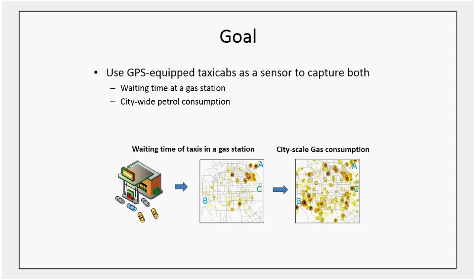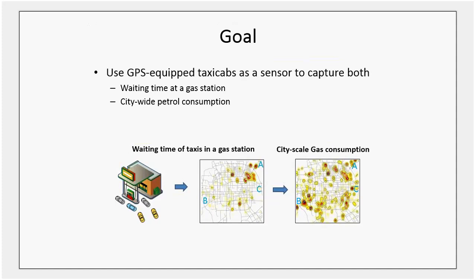We use GPS-equipped taxi cabs as sensors to detect their queuing time in a gas station. That means the time they spend refueling their cars. Based on the waiting time, we can infer the length of the queue, and then we know how many vehicles are being refueled. Assume each vehicle is fueled with 40 liters of gas, then we can infer the gas consumption of the entire gas station. If we can do such a calculation for each station, we can grasp the gas consumption of the entire city in the past 1 hour.